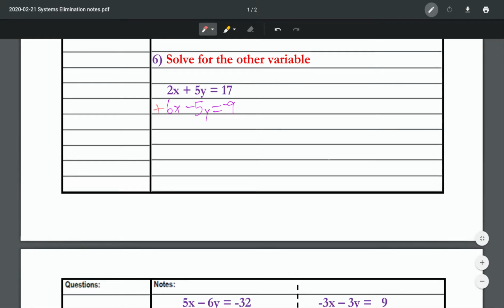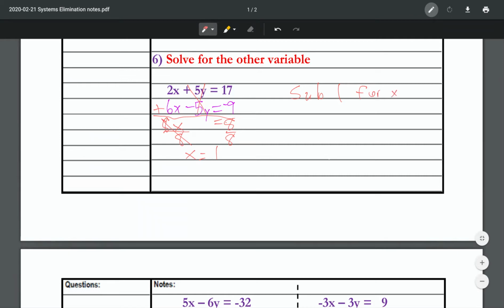So since that's already set up, add your equations. And that results in 8x equaling 8 because the y's cancel. And then we simply divide by 8 on both sides, and we are left with x equals 1. And that tells us that we want to sub 1 for x.